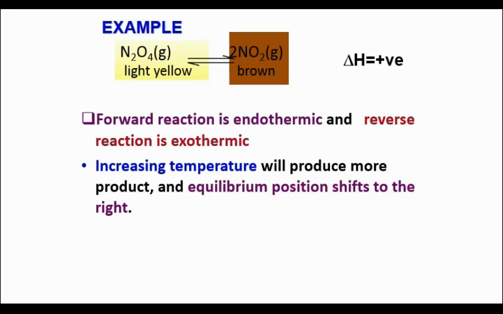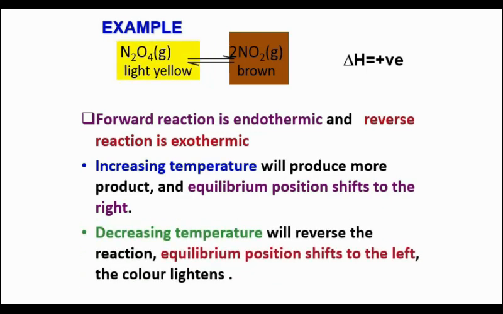Meanwhile, a decrease in temperature will reverse the reaction, as a decrease in temperature is not favorable in an endothermic reaction. Decreasing the temperature will reverse the reaction. So now the equilibrium position will shift to the left. So you will see the brown color lightens as the temperature of the system decreases.